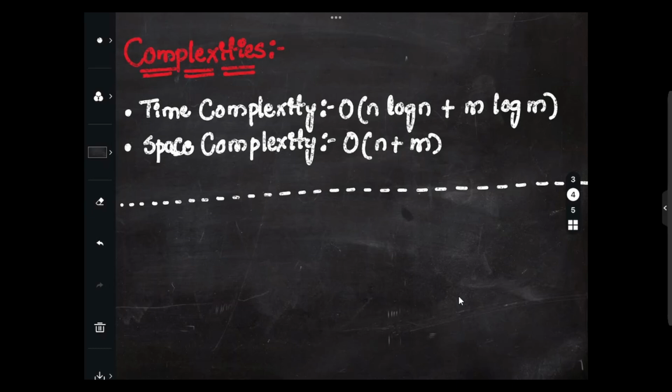So why is it n log n? Again, we will be making use of sorting. That is the reason. The n log n plus m log m is due to the sorting, and we'll be going with the linear scan. This is fine. And the space complexity would be big O of n plus m.